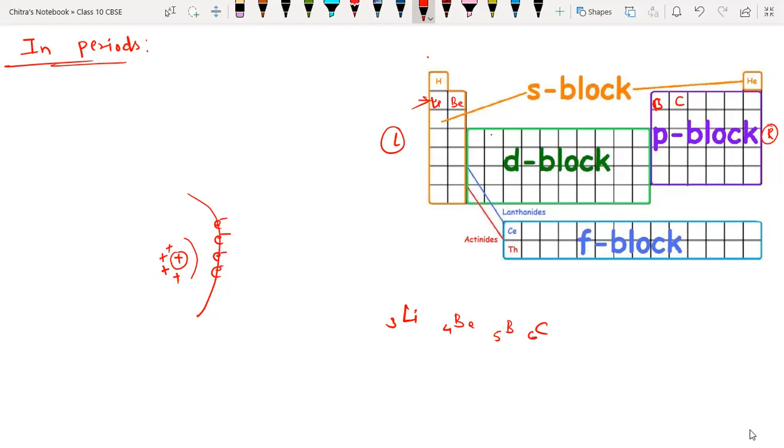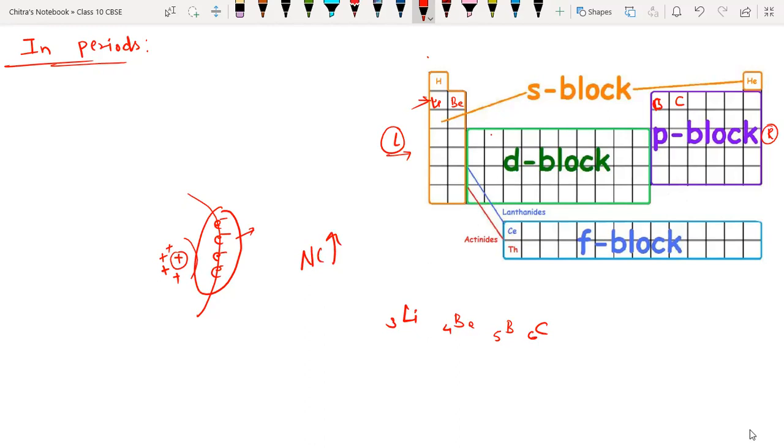That means when we are moving left to right, electrons are being added in the same shell only. Due to the addition of electrons, protons are also being added in the nucleus, and it is called nuclear charge. It increases all the time. Is it or not? Sir, can you explain nuclear charge?